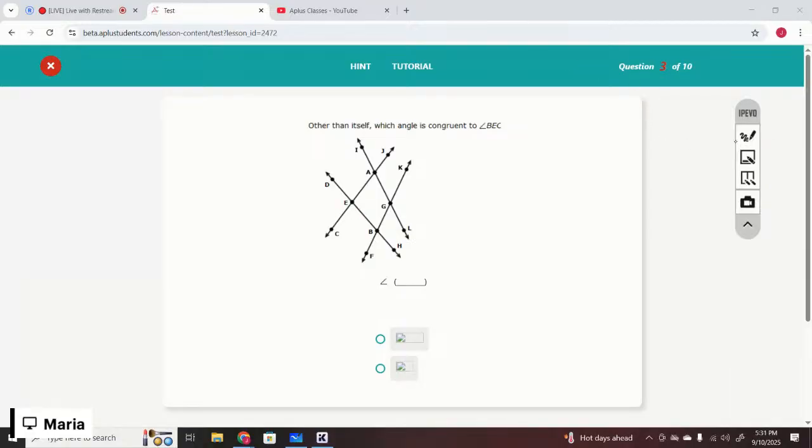But how can I do it without the options? Let me take a screenshot of this. Okay. So congruent angles are the angles that have exactly the same measurement, right? So angle BCE and CDE are congruent. But let's just select any of them because I can't see them.